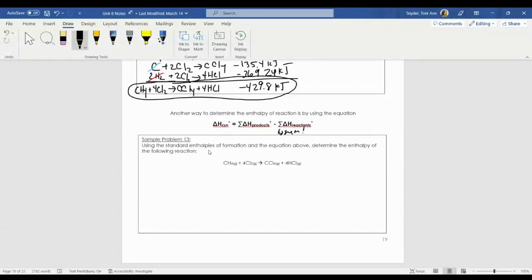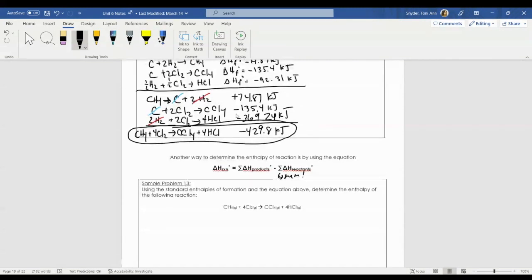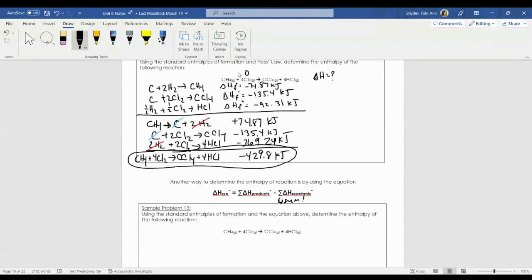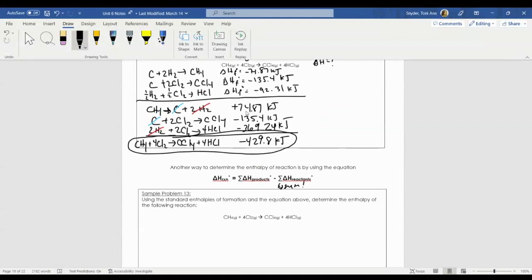So we're going to do the same exact thing, except we're going to calculate. Hopefully we get this number again, but we're just going to use these delta H's up here for each of them. So I'm just going to identify which is which. So the heat of formation of methane is negative 74.87.